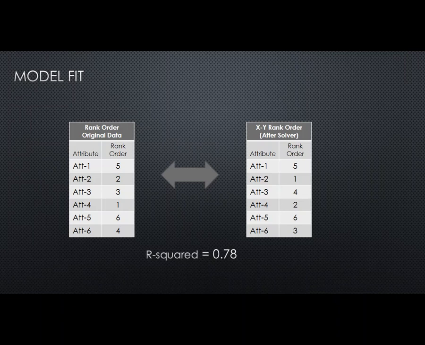We can see that if we compare the two, attribute 1 is a 5 in both. Attribute 2, in the original data, is a 2. In our Solver, it's a 1. That's pretty close. It's not exactly the same, but it's close enough. Same thing with attribute 3 and attribute 4. Attribute 5 is 6 and 6, and attribute 6 is a 3 versus a 4. So we can see that these are pretty close to each other, and maybe if you continue to run Solver, you might get something even better, or this might just be the best solution you get.